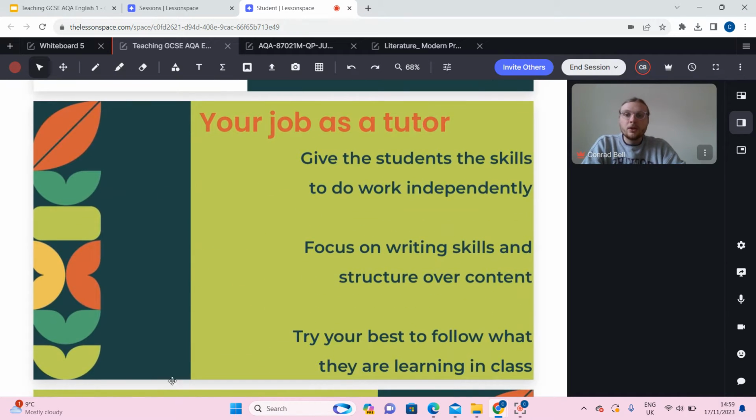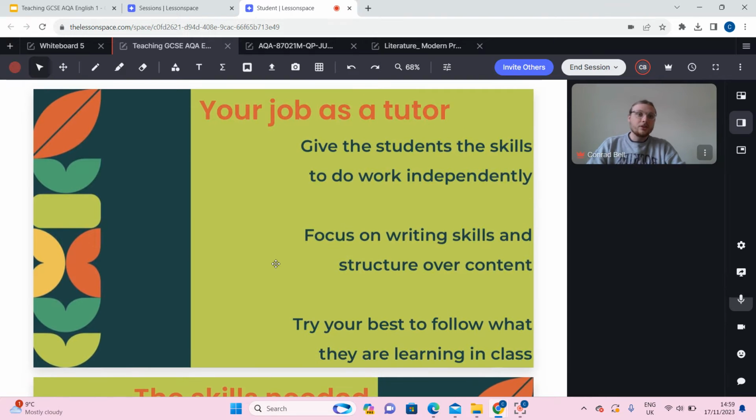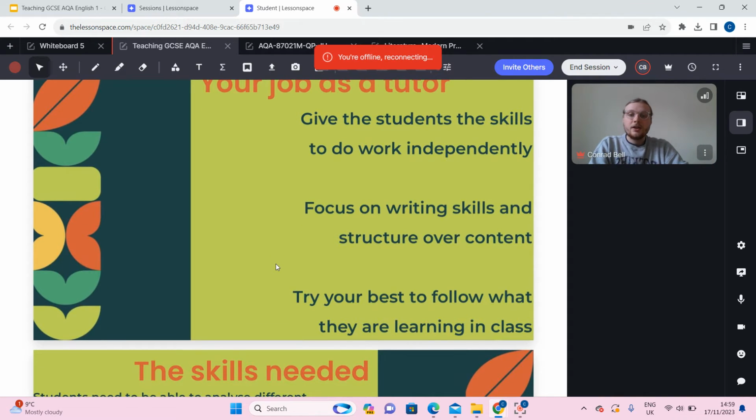So your job as a tutor is to be able to give the students the skills that they need to work independently. I get onto this later, but as there's quite limited time in the sessions, you don't want to be spending all that time teaching them stuff that they then don't know how to do themselves. So you need to be making sure that your lessons are focusing on things that they are able to take into their own time and then do.